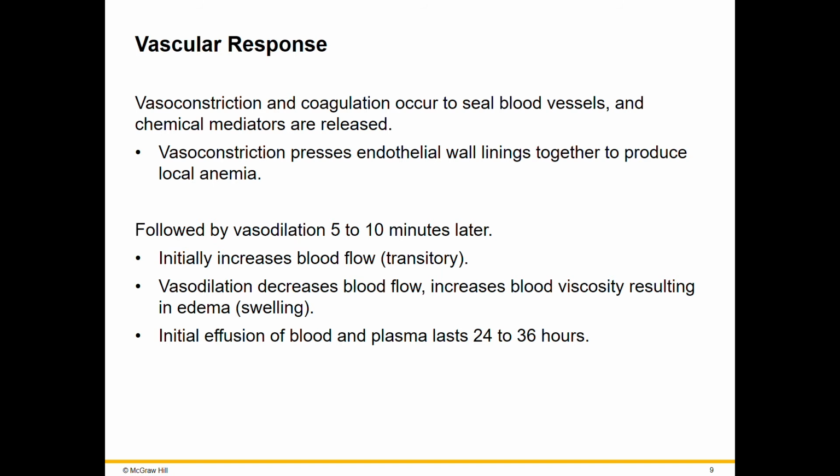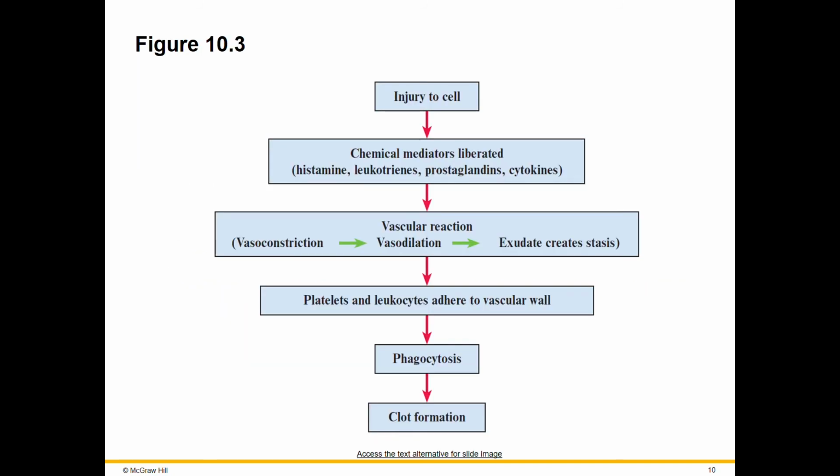As soon as the injury to the cell occurs, or when we're talking about cells, we're talking about tissues, that's when the inflammation process is going to occur. Right after that, chemical mediators are liberated. Essentially, they're released from that injured cell. The main ones we're going to talk about are histamine, leukotrienes, prostaglandins, and cytokines.